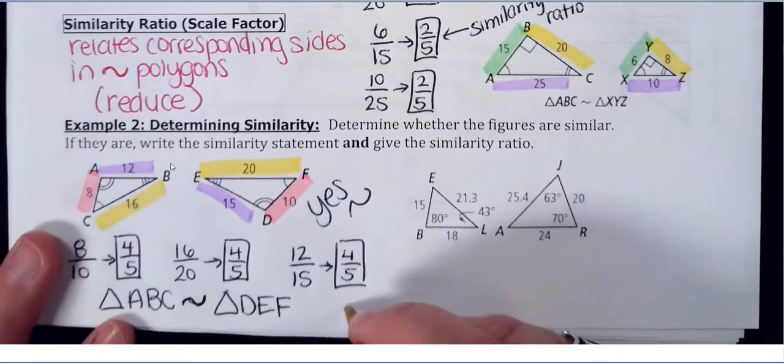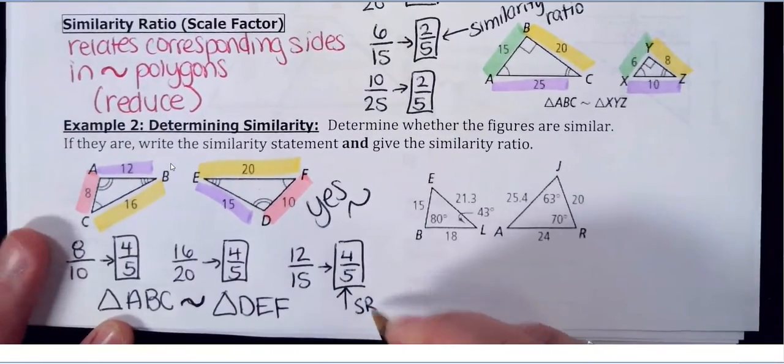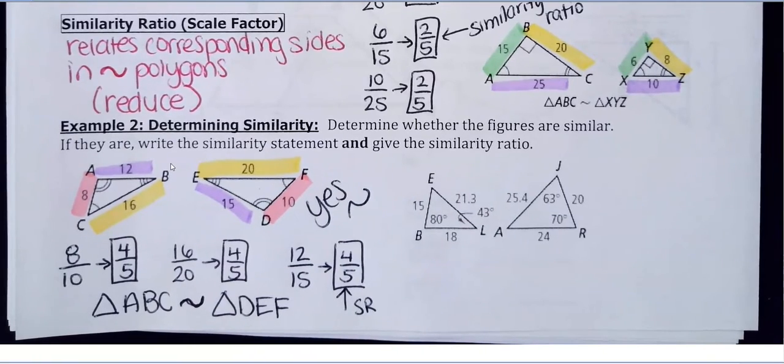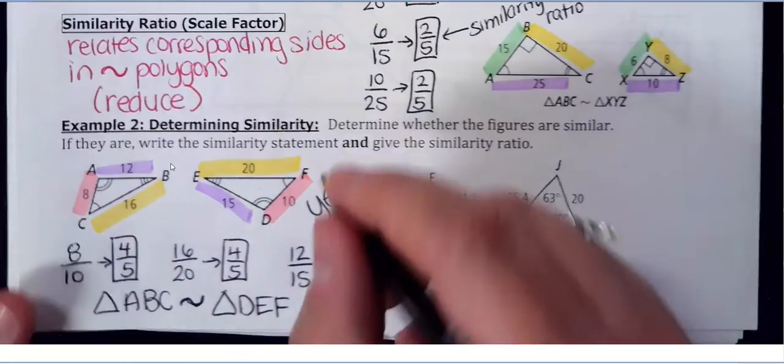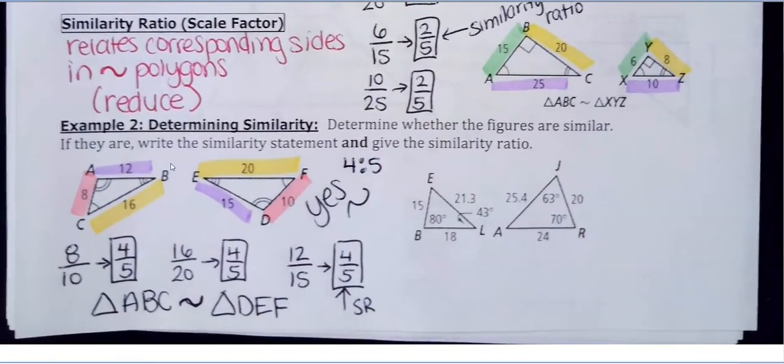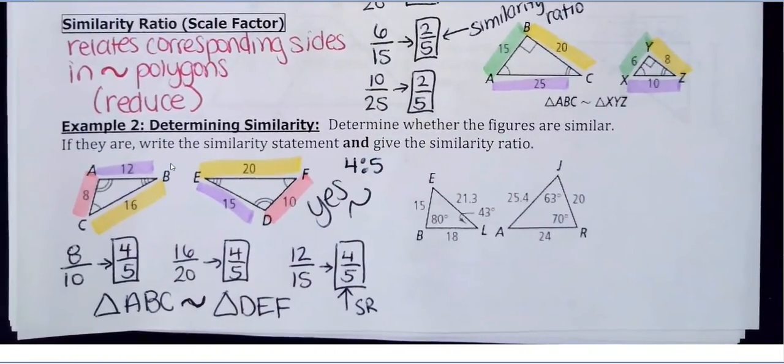The similarity ratio, I'm just going to write SR for similarity ratio. That's that fraction, whatever that reduced to, that's your similarity ratio. That's the ratio between the fractions. You could also see that written like they might say something like 4 to 5. Might see that as well.